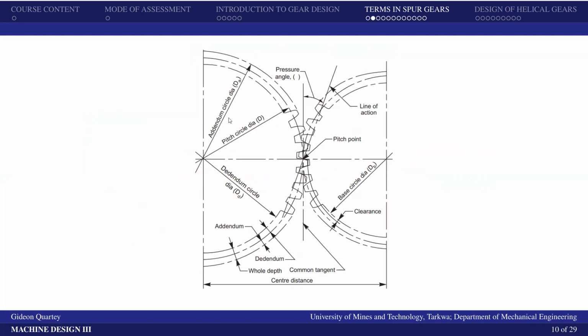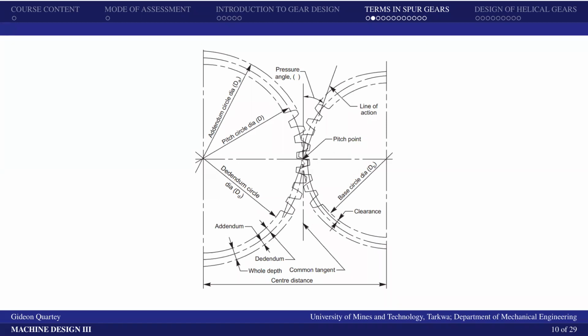Then over here, we have a cross section showing and describing some of the terms that were not shown in the previous one. We have something like the pressure angle, right? Then we have the line of action, and we have what you call the pitch point.